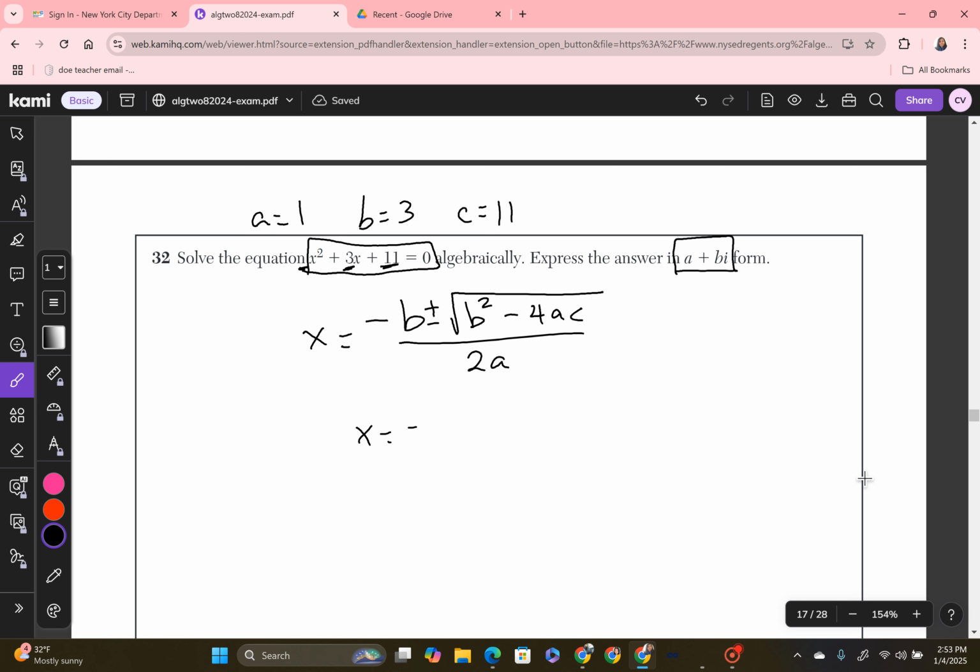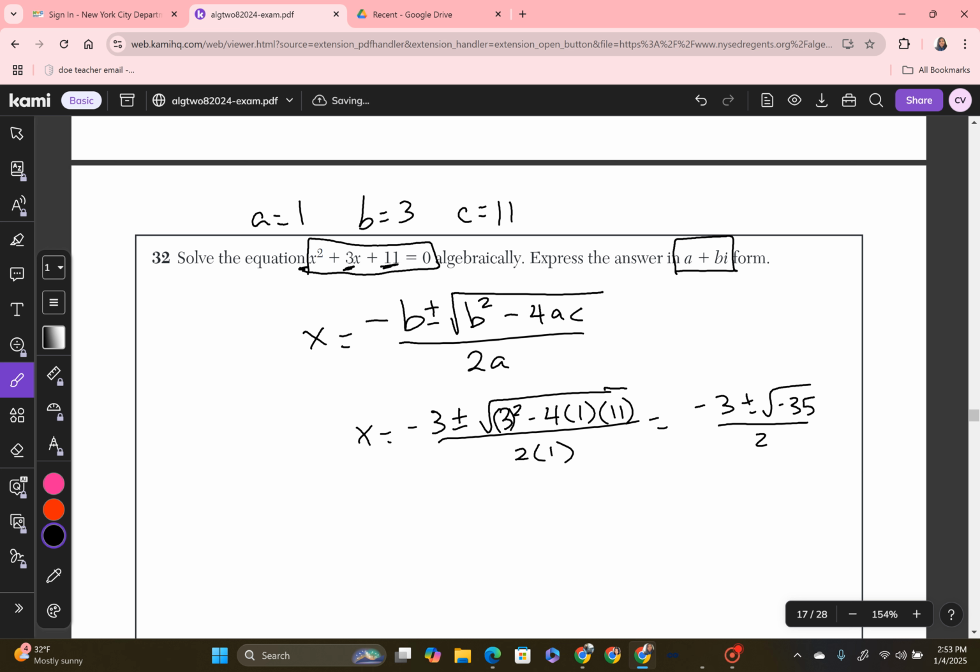So x is equal to negative b, which is negative 3, plus or minus the square root of b squared, which is 3 squared, and I should put that 3 in parentheses, minus 4 times a, which is 1, times c, which is 11, all over 2 times 1. If you take what's under the radical and put it into the calculator, you get negative 3 plus or minus the square root of negative 35 all over 2.